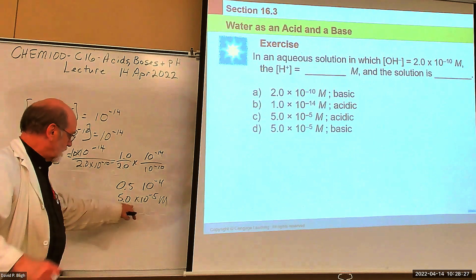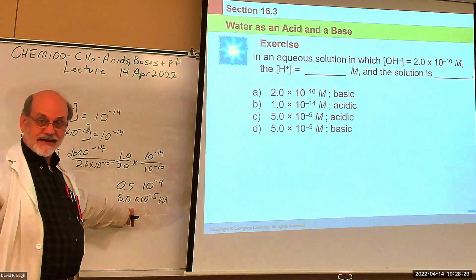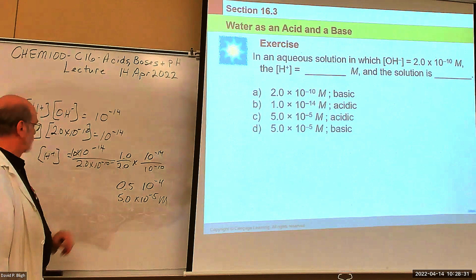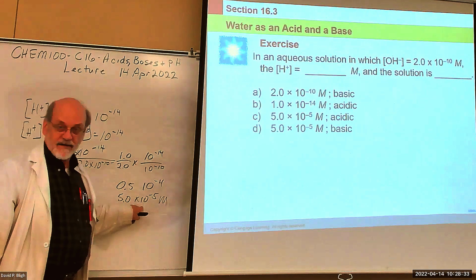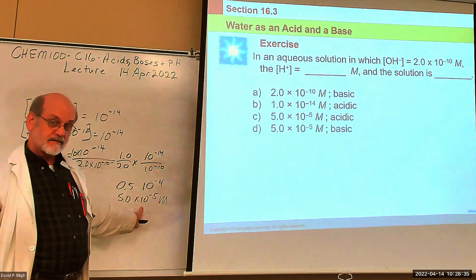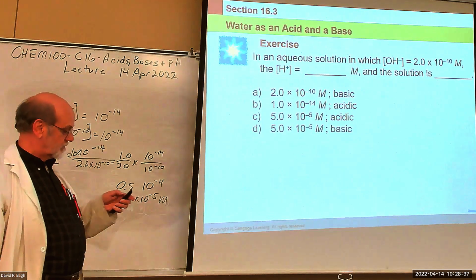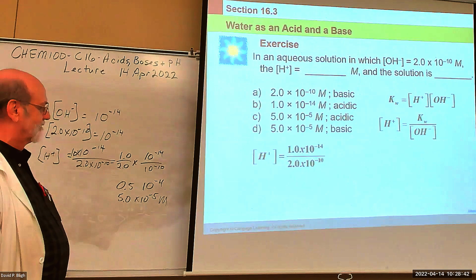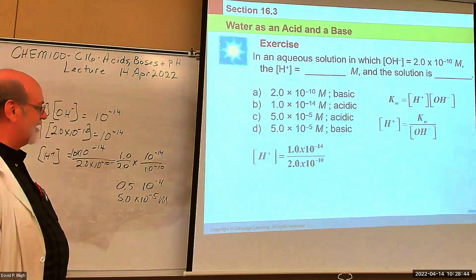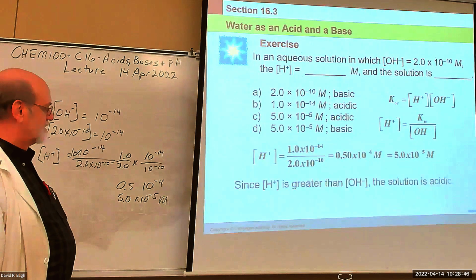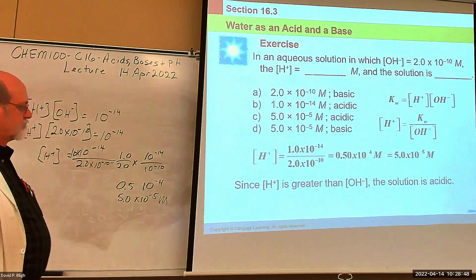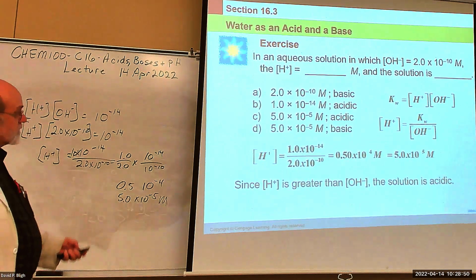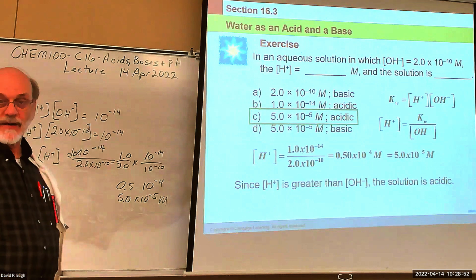And by the way, is this acidic or basic? Well, that's bigger than 10 to the minus 7, isn't it? So it's acidic. Okay. So the answer is that one.